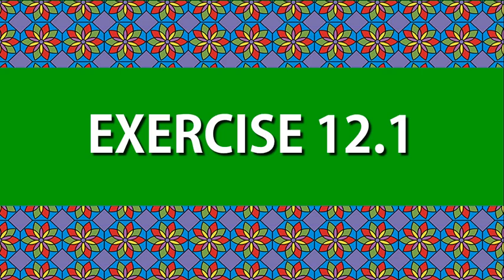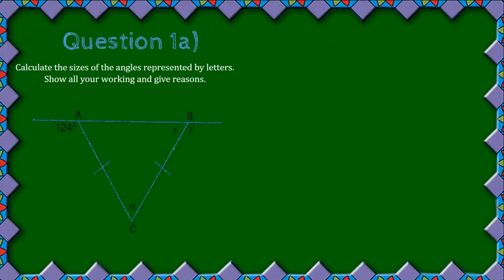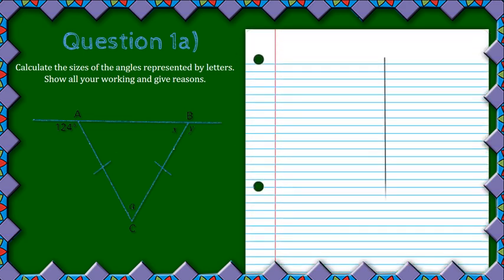These are the answers for exercise 12.1. So we start with question 1. Question 1a says, calculate the sizes of the angles represented by the letter, show all workings and give your reasons. So to start off, we draw the following table to give our statement and reason.